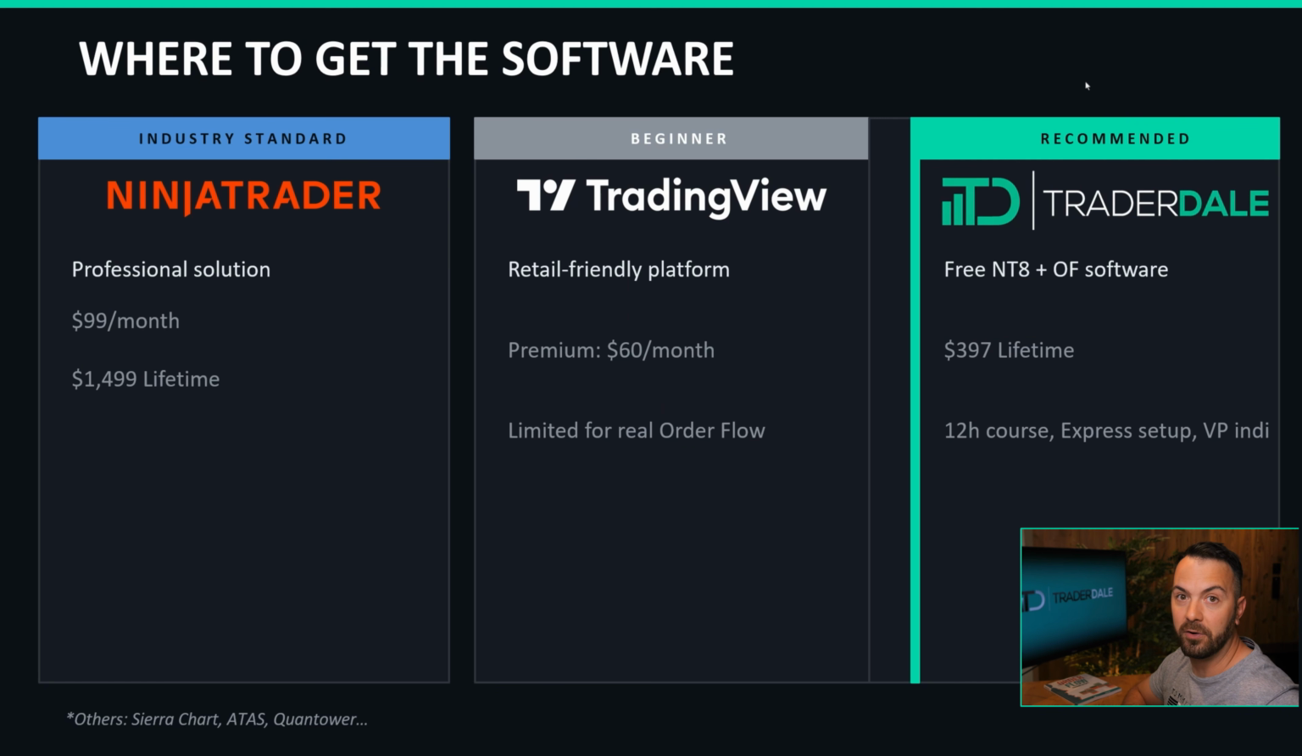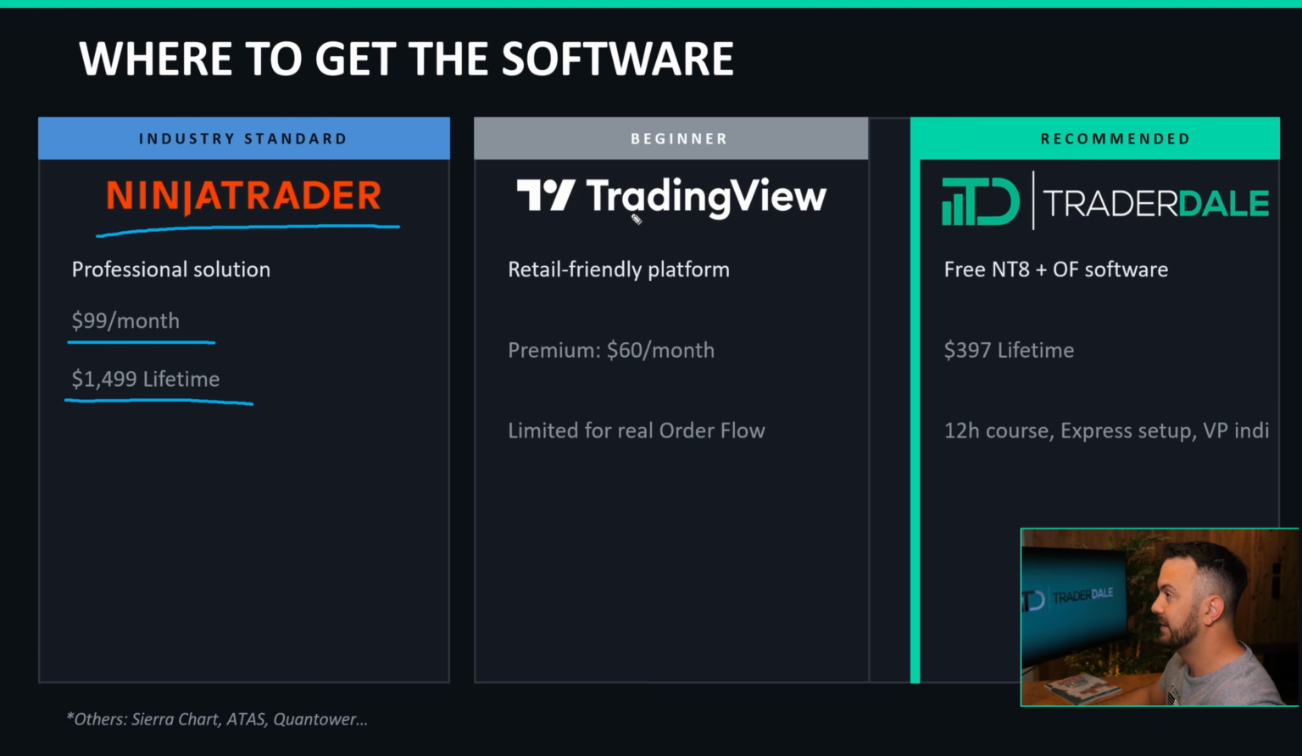Unfortunately, it's not part of standard trading platforms. You need to use an order flow friendly platform and install order flow on that platform. There are multiple options. I chose 3 that I recommend. Option number 1 is using NinjaTrader. NinjaTrader is kind of an industry standard, and if you purchase their license, which is $99 per month or $1499 for a lifetime, then the platform will enable you to use order flow.